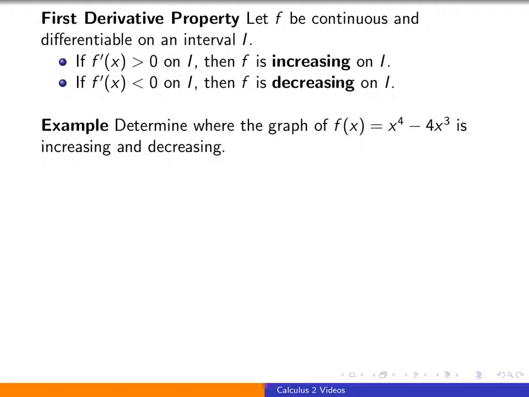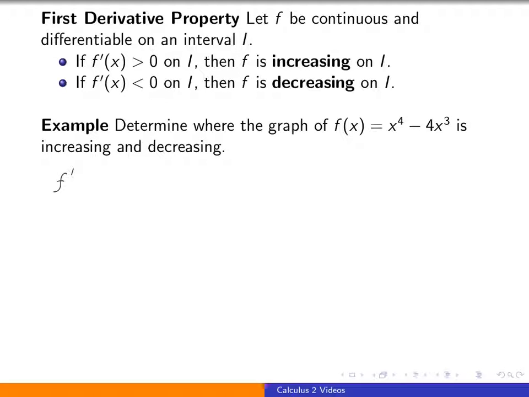So let's go ahead and apply this to a nice simple example. Let's determine where the graph of f is increasing and decreasing. So essentially what we need to do is figure out where the derivative is positive and negative. But as you can imagine, first we determine that borderline case, where is the derivative 0, and then we think what happens in between or outside of those zeros.